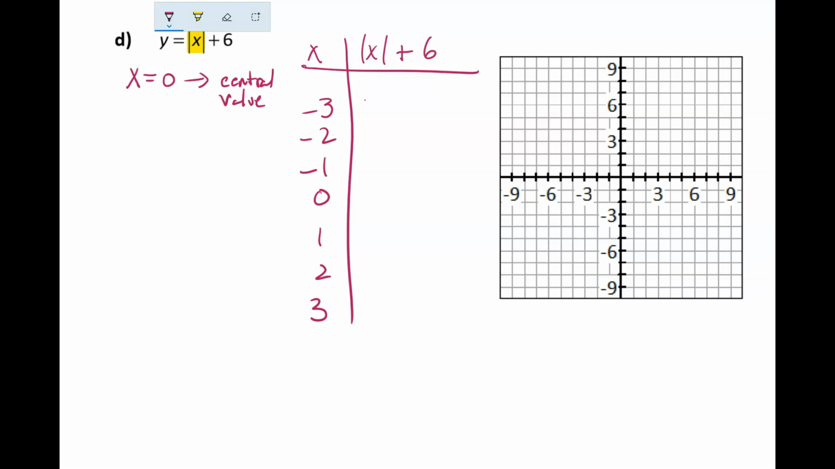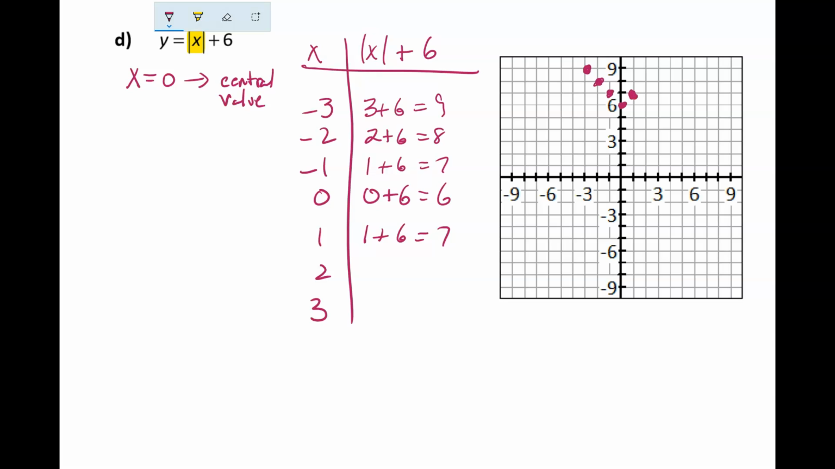The absolute value of negative 3 is 3. 3 plus 6 is 9. So negative 3 comma 9. The absolute value of negative 2 is 2. 2 plus 6 is 8. I can graph that. The absolute value of negative 1 is 1. 1 plus 6 is 7. I can graph that. The absolute value of 0 is 0. 0 plus 6 is 6. The absolute value of 1 is 1. 1 plus 6 is 7.